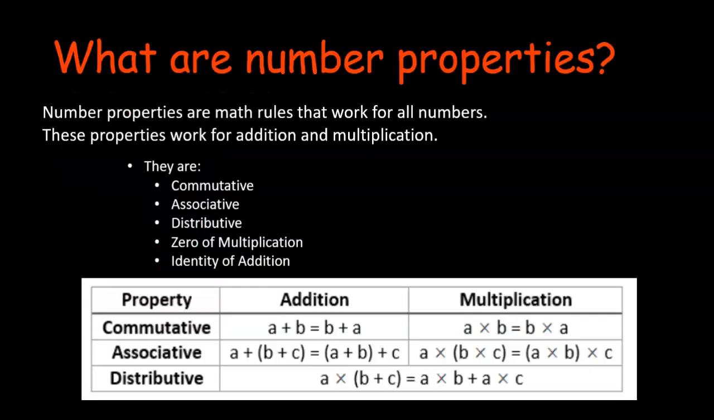What are number properties? They're just rules that work for all numbers. These properties work for addition and multiplication. They are commutative, associative, distributive, the zero property of multiplication, and the identity property of addition. So here's a nice little chart down here that you can look at. You might want to stop the video and take a little snippet of this and put this in your notes.